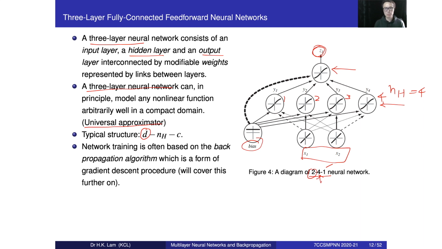Now the question remaining is that each link has a connection weight. How do we determine that? We are going to use the backpropagation algorithm. In some textbooks, it is referred to as the backward propagation algorithm. This is an algorithm that depends on gradient descent, and I am going to present it in the next section. Anyway, this is the topology of a three-layer neural network. We can generalize this idea to a multiple-layer neural network.